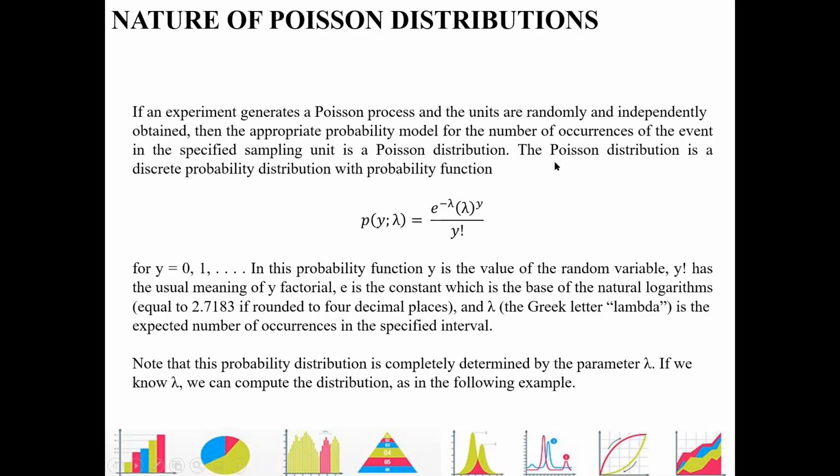Now, if an experiment generates a Poisson process and the units are randomly and independently obtained, then the appropriate probability model for the number of occurrences of the event in the specified sampling unit is a Poisson distribution. So, pasok daw siya sa Poisson distribution.